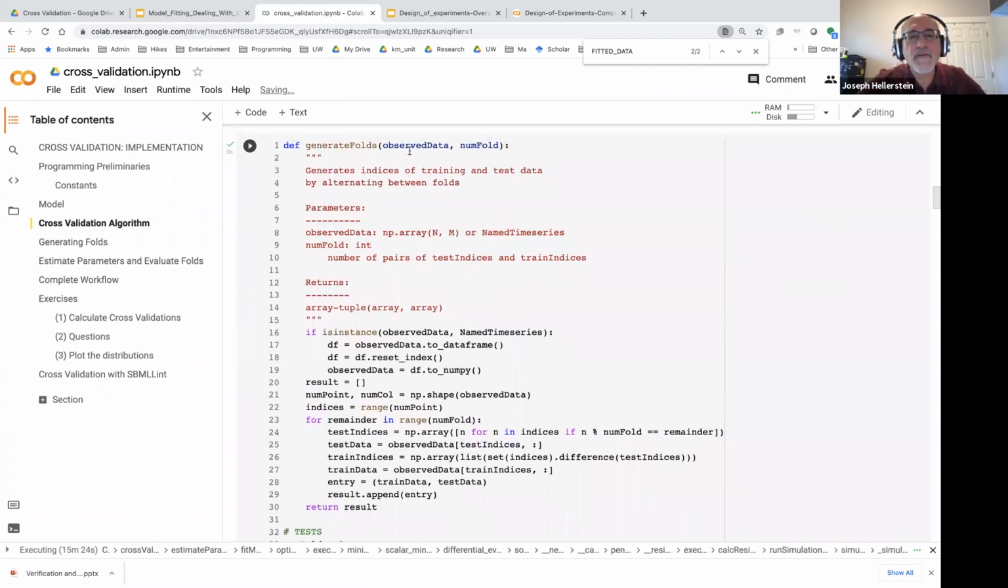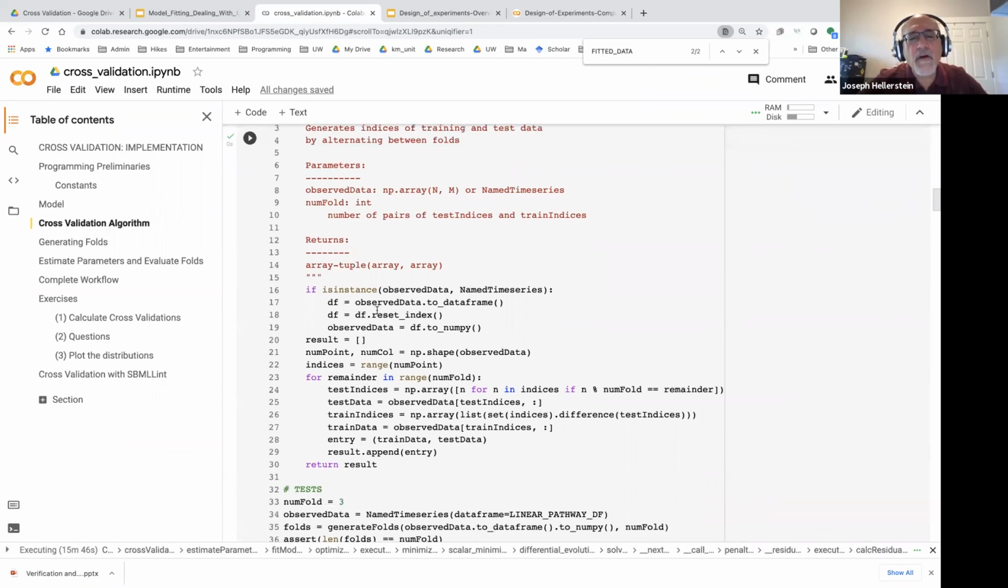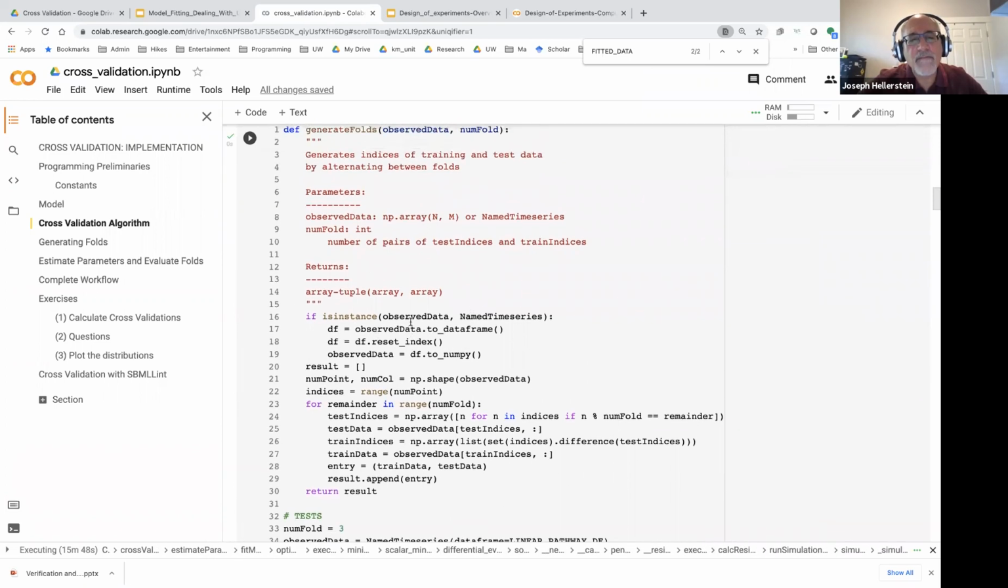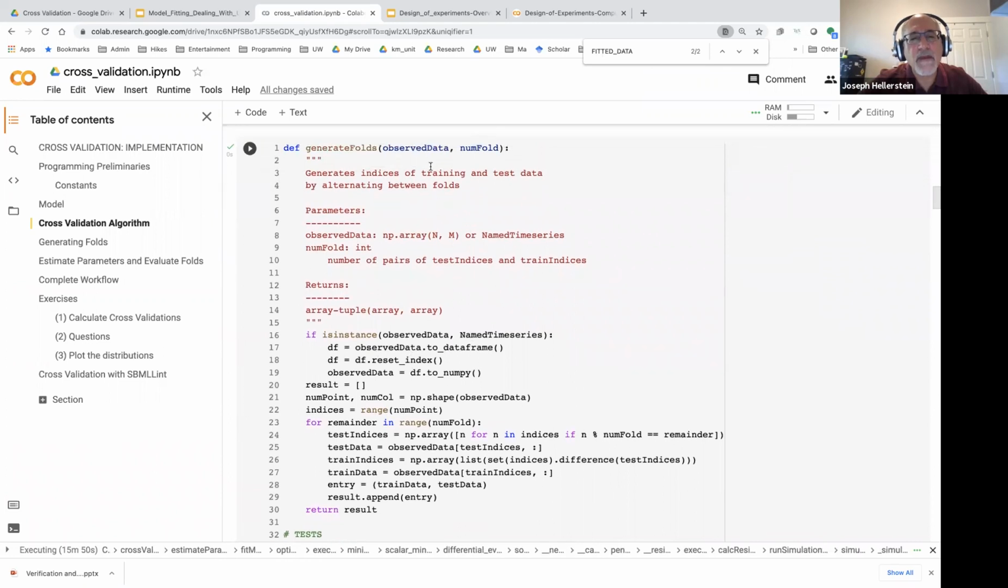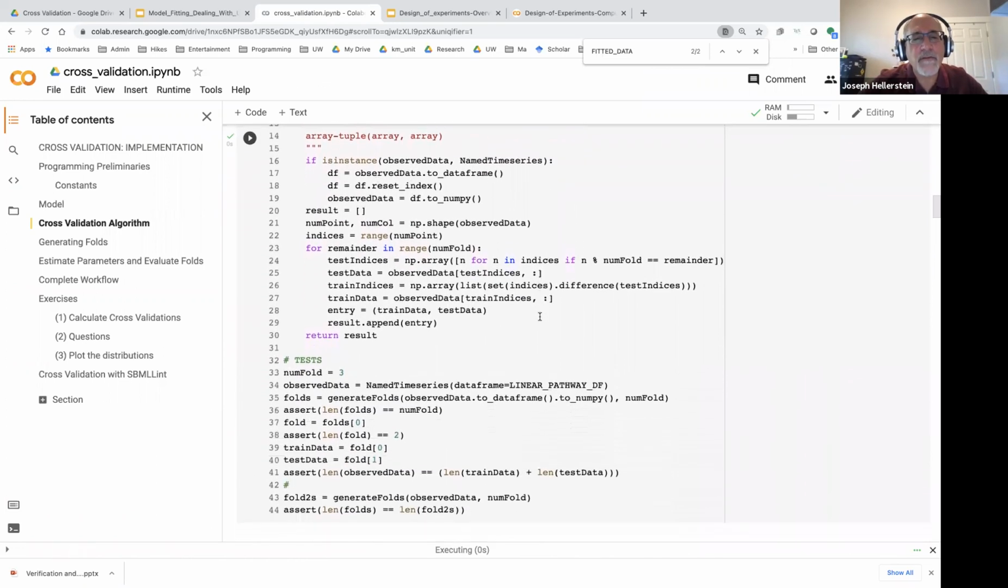What generate folds does is take your observed data and divide it up into folds. And we know what a fold is. It's a partition of the original data, and within each partition, we split out the test set, and the training set is what's left over after you take out the test set. This part over here just deals with the fact that I may have different data types for the observed data. It could either be an array or a named time series. So, don't dwell on that one too much.